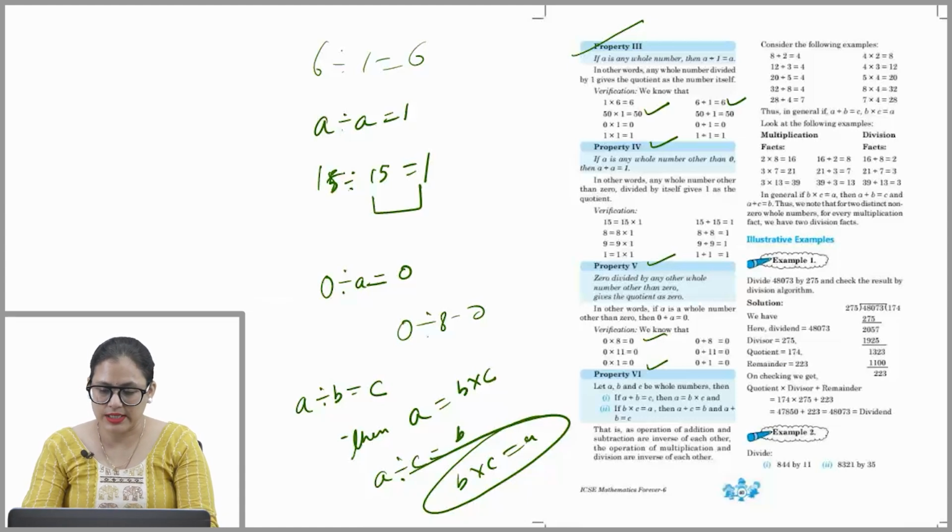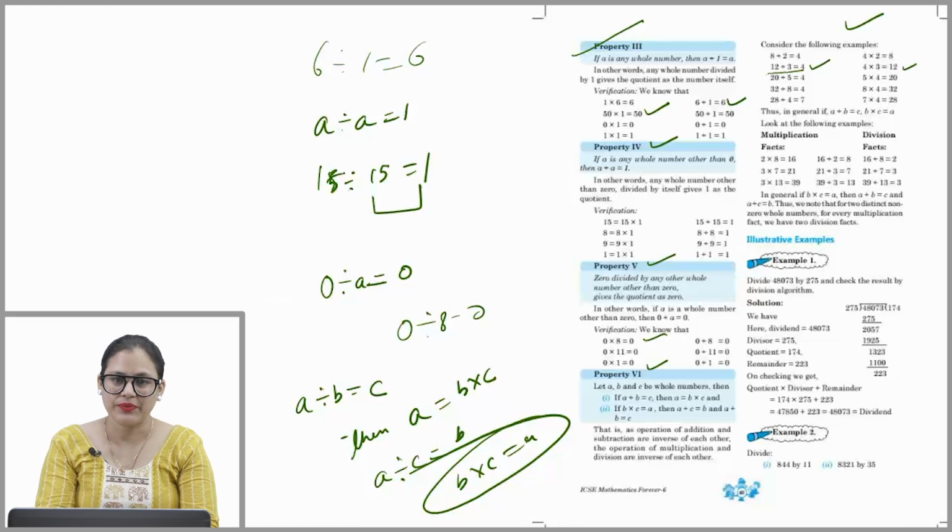Okay. Now consider this example. 4 into 2 is equal to 8. 8 divided by 2 is equal to 4. 12 divided by 3 is 4, and 3 into 4 is 12. Okay. Thus in general, if a divided by b is equal to c, then b into c is equal to a.